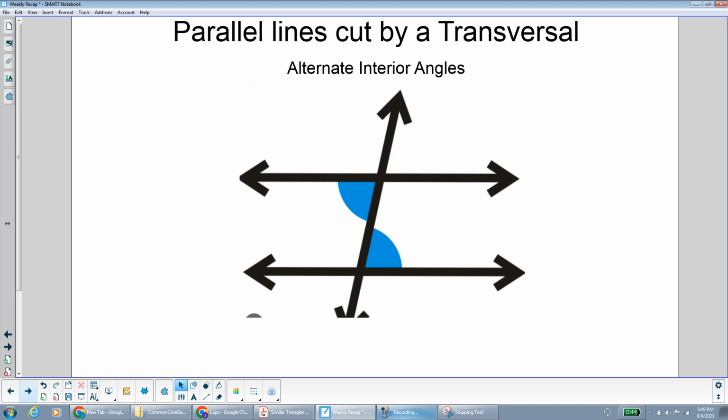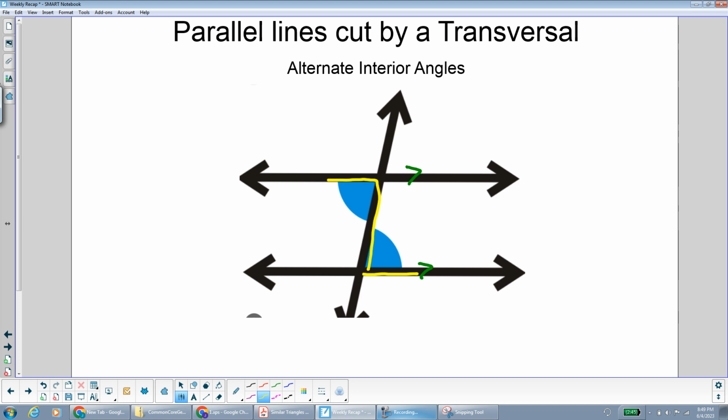Remember that when we have alternate interior angles, we only know that they're congruent when we do have parallel lines cut by a transversal. So we would need to know that the lines are parallel first before we can say that the alternate interior angles are congruent. Remember, if you highlight your parallel lines and your transversal, you will see either a Z or a backwards letter Z if you have alternate interior angles. They're inside the lines and on different sides of the transversal.